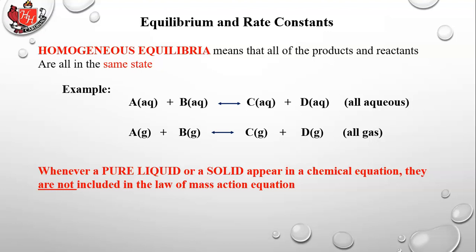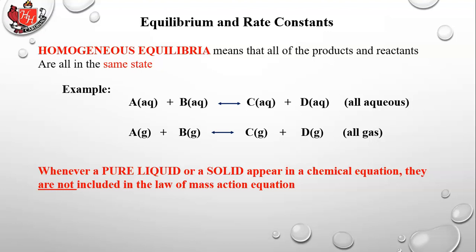Homogeneous equilibria means that all of the products and reactants are in the same state. So just a couple of simple generic reactions here. A plus B produces C plus D, and that's a reversible reaction. Everything there is aqueous, so that's a homogeneous equilibrium. In the second example, A plus B equals C plus D, all are in gaseous state, so that's a homogeneous equilibrium.